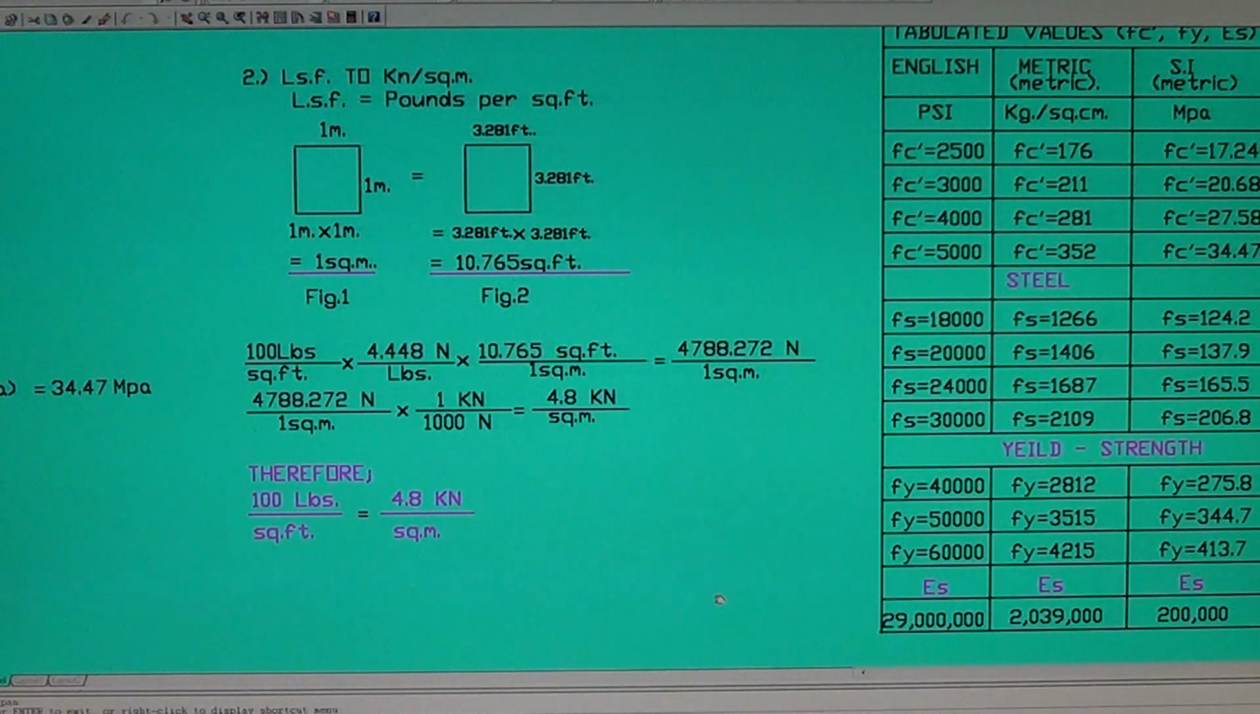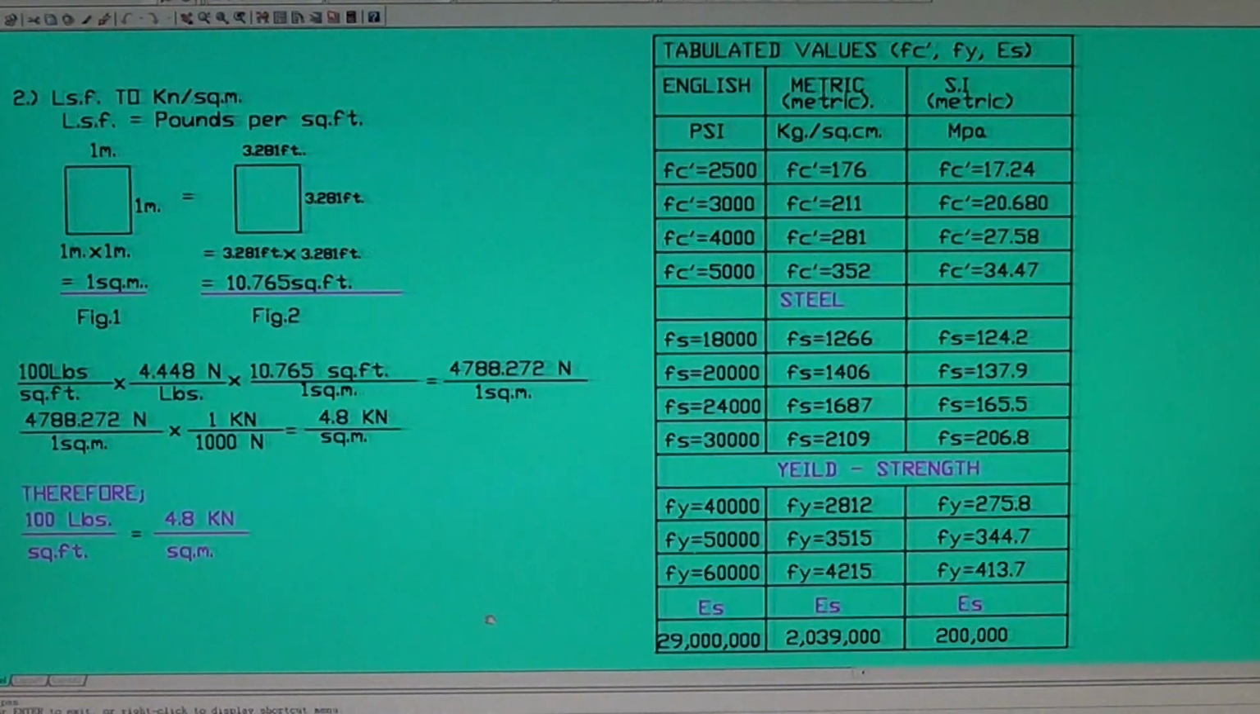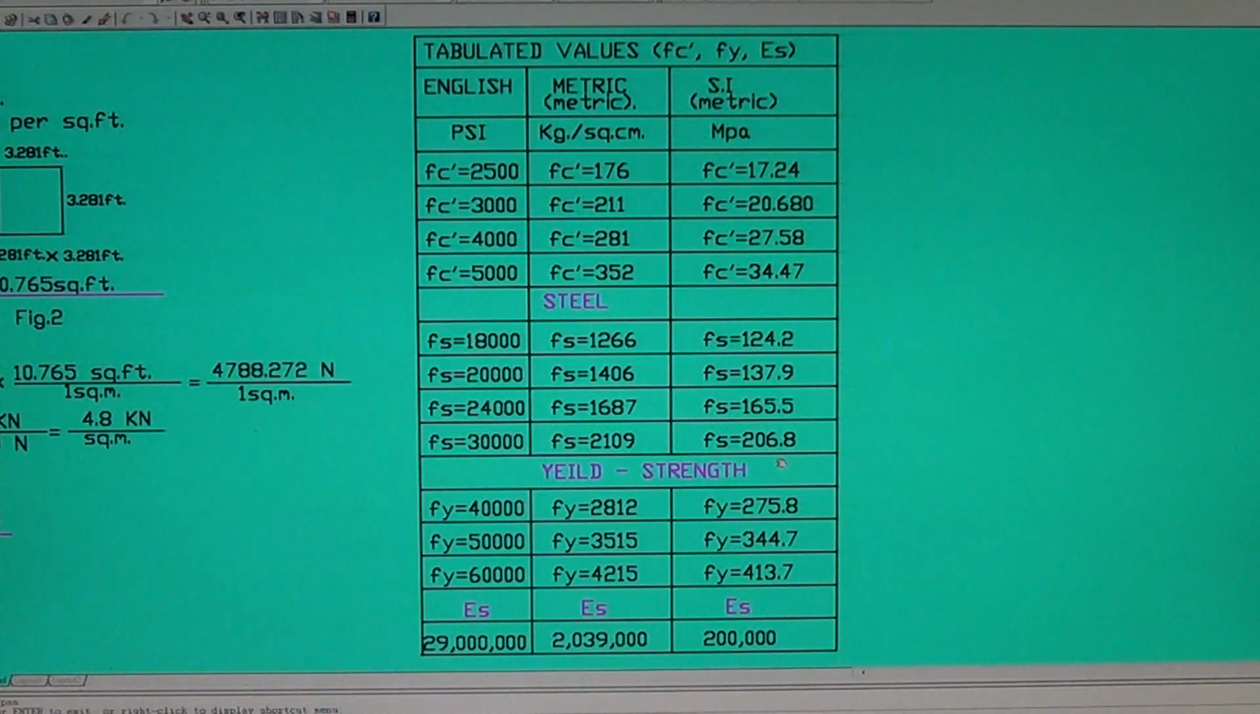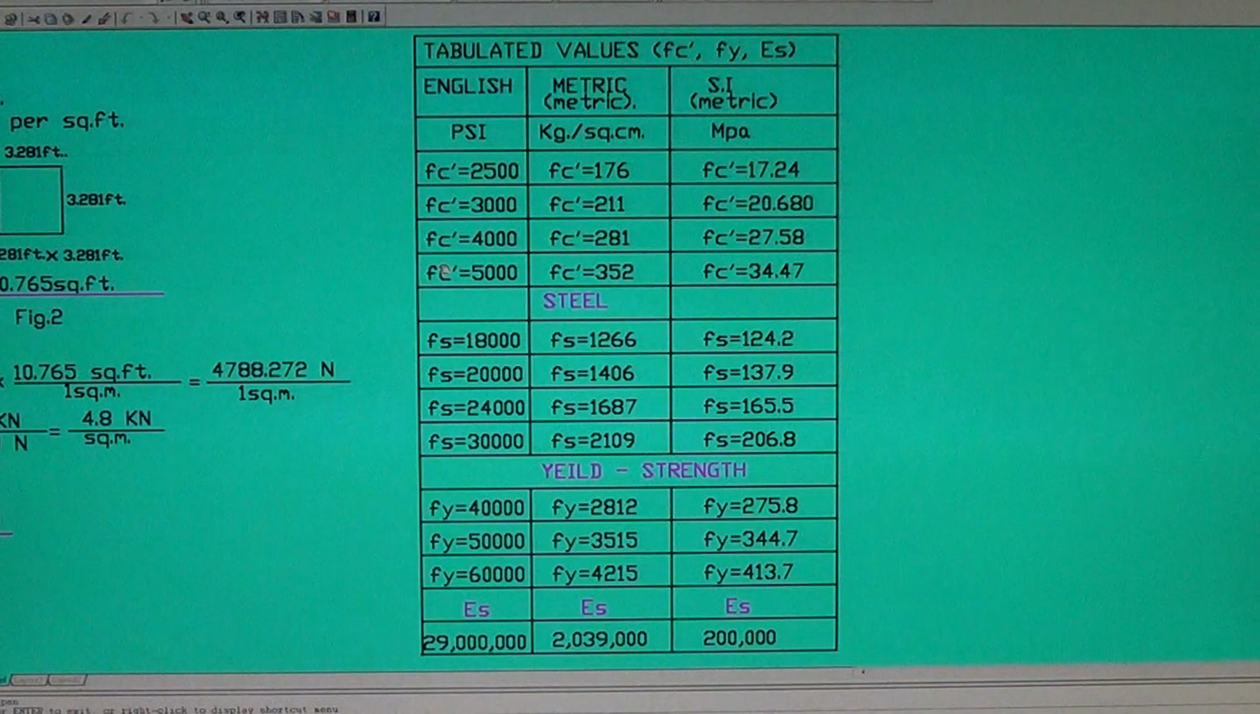That's pretty easy. Okay, now here's the additional tabulations of values. This is what we calculated, 5,000 psi. This is the values, the metric in kilogram per square centimeter. And this one here is the Newton per square meter, the MPa, and this is the psi, the concrete compression, concrete stress right here. F'c is concrete, and these are the equivalents here in MPa.